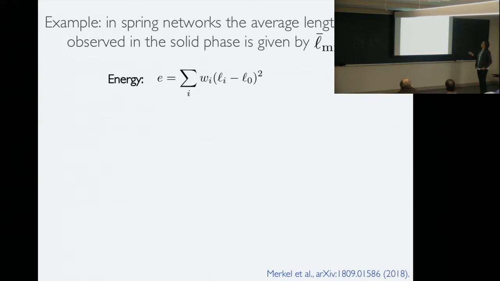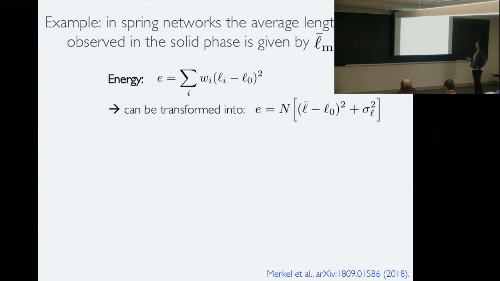Okay, so let me just walk through briefly an example. So I showed you the energy functional for a spring network. Basically it looks like the spring length minus its rest length to the second power. Okay, and what I want to emphasize is that this can be transformed into one term that's quadratic in the mean, minus, so this is the observed mean length of the springs minus their rest length. And then these are the fluctuations. Okay, this is just algebra.